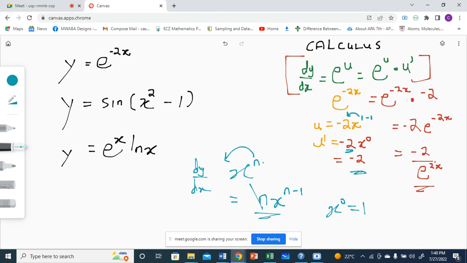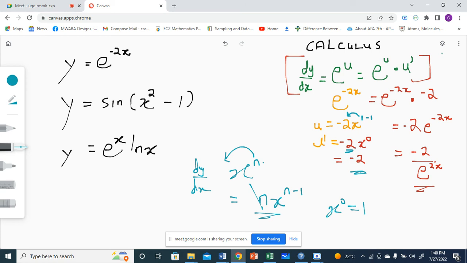Then after you've done that, you just substitute here. So the derivative of e to the power negative 2x equals e to the power negative 2x times the derivative, which is negative 2. Are we okay up to that point, Miss Tunosua? Yes, sir.